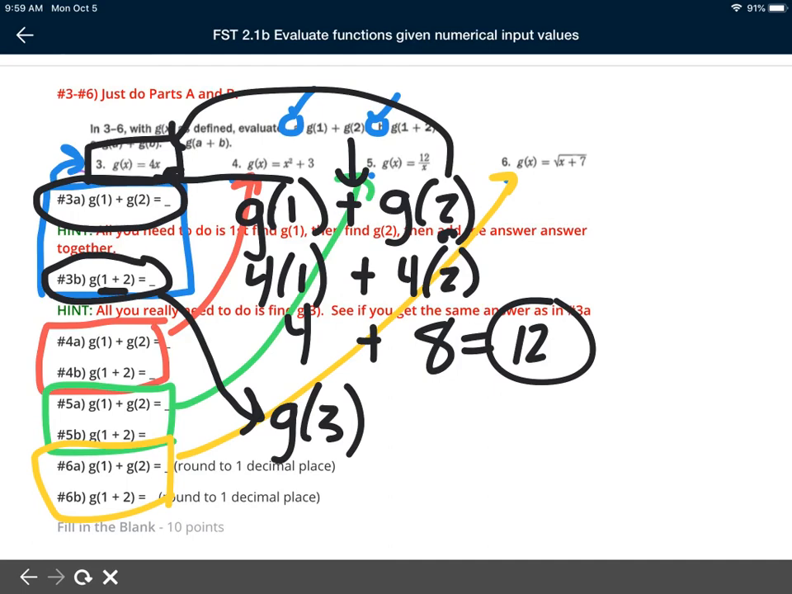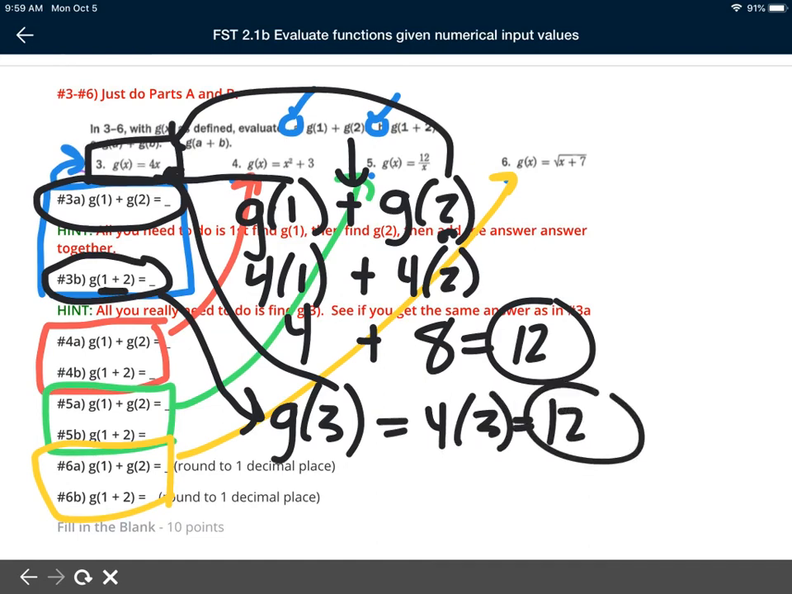Well, how do you do that? Well, you're going to take the 3, you're going to pop it in there, and you're going to have the 4 times 3 and get your answer of 12. So that's how you approach 2.1b. Now you're going to want to do that for 4, 5, and 6.